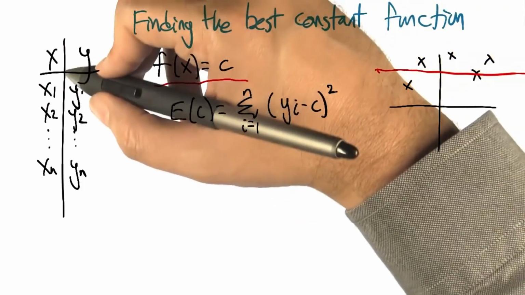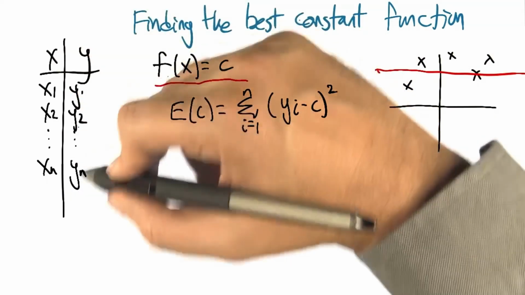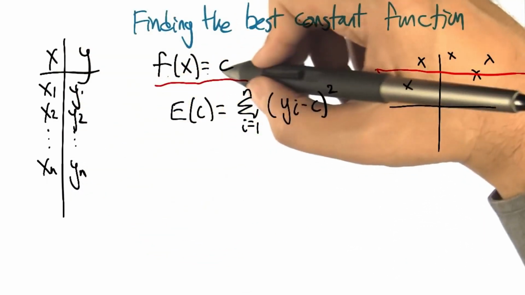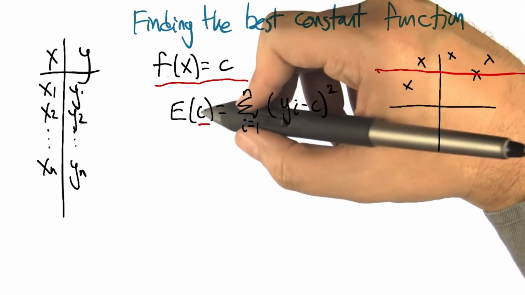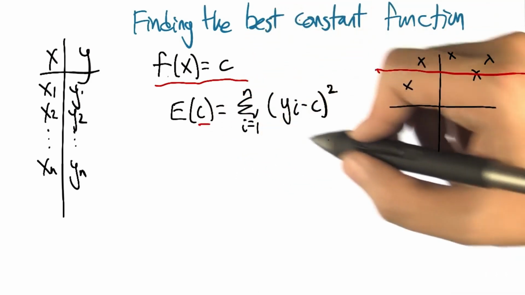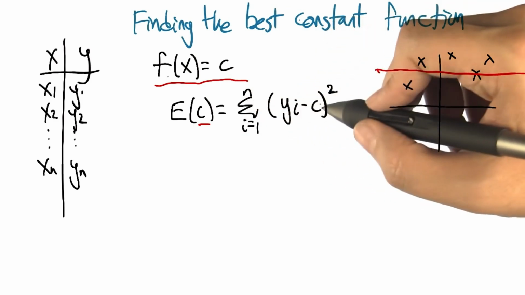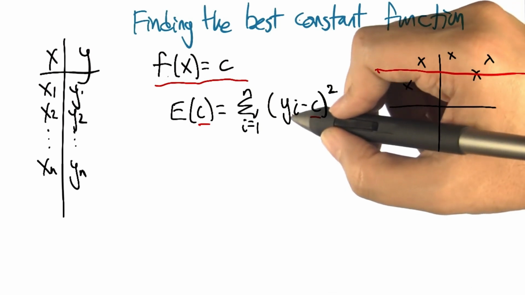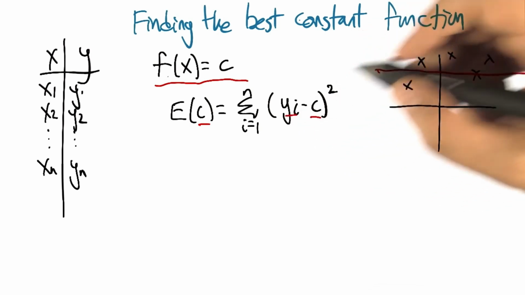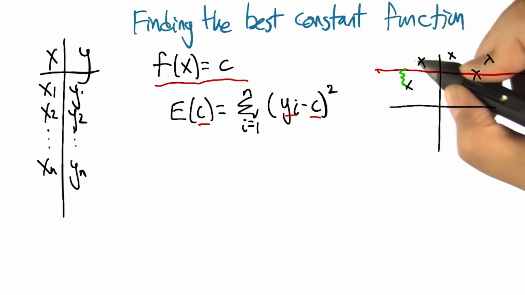All right, so if our data looks like this, we've got a bunch of x's and a bunch of y's, then what we're going to do is say for any given value of c, any given constant, we can have an error. What's the error going to be? The error is going to be the sum over all the data points of the squared difference between that constant that we chose and what the actual yi value is. So that's really these differences here.